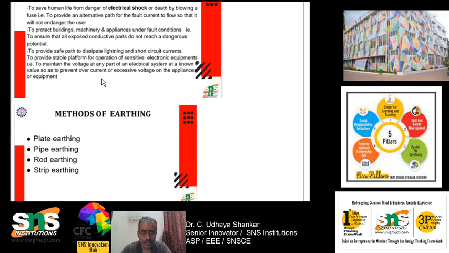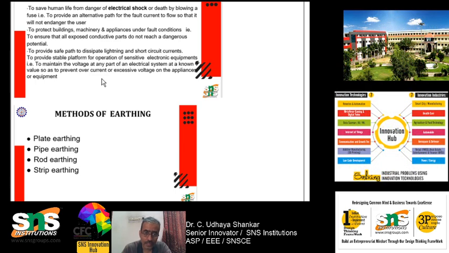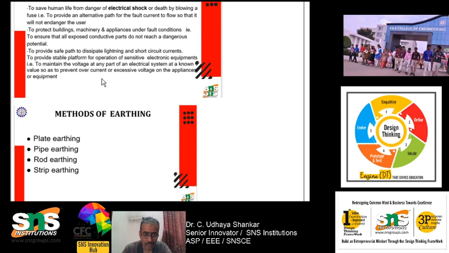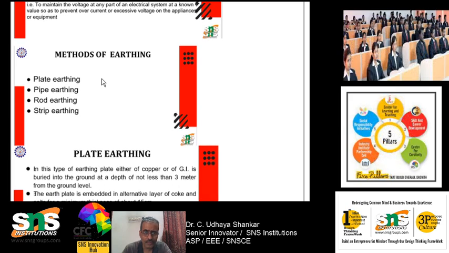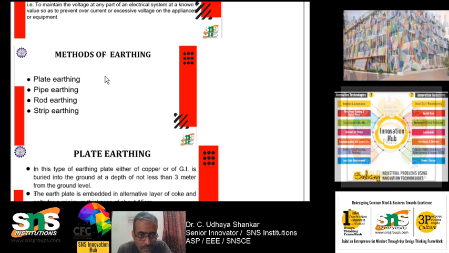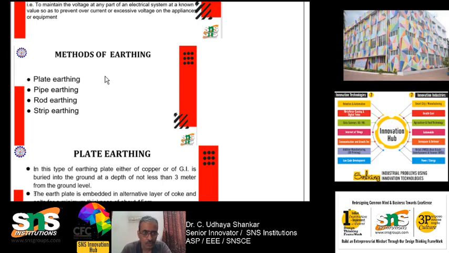So the purpose of earthing is to save human life from the danger of electrical shock or death by blowing the fuse, to provide an alternative path for the fault current to flow so that it will not endanger the user. It also protects buildings, machineries and appliances under fault conditions, ensuring that all exposed conductive parts do not reach a dangerous potential. It provides a safe path to dissipate lightning as well as short circuit current, and it maintains the voltage at any point of the electrical system at a known value, so as to prevent overcurrent and excessive voltage on appliances and equipment.